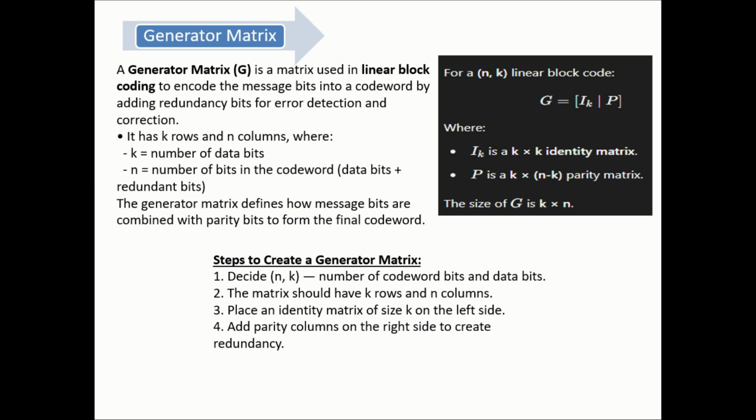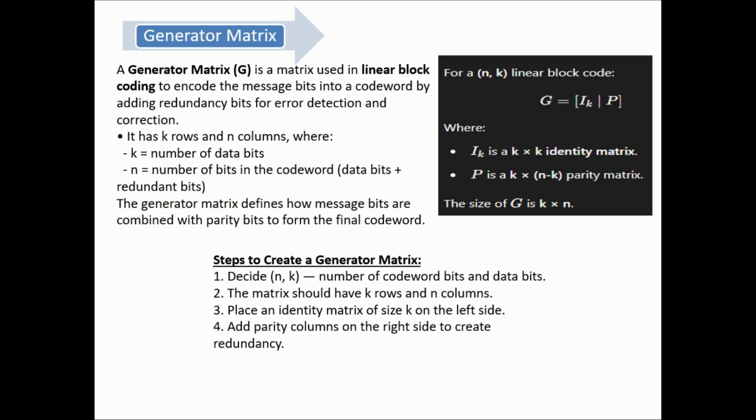First, decide n comma k. You have to decide what code words you want to convert, like 7 comma 4, 8 comma 4, 6, and so on. That is the number of code word bits and the data bits. The generator matrix should have k rows and n columns.